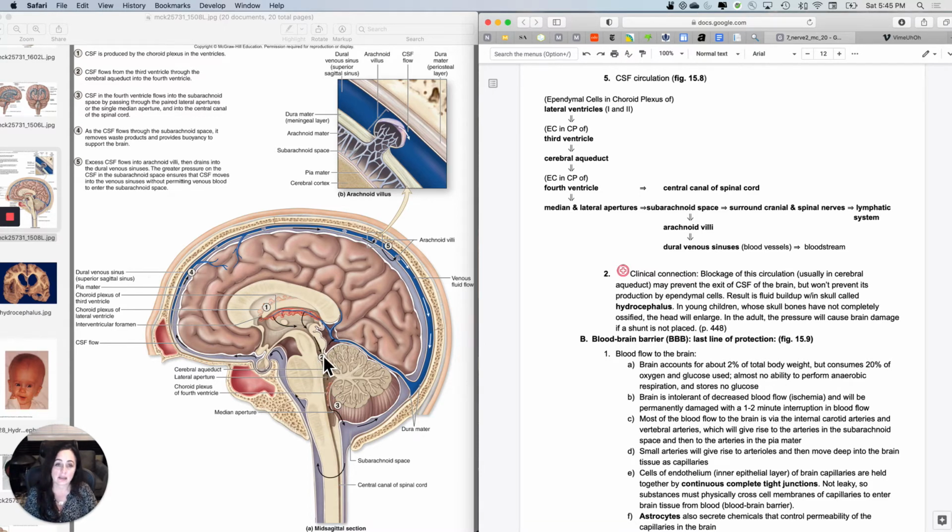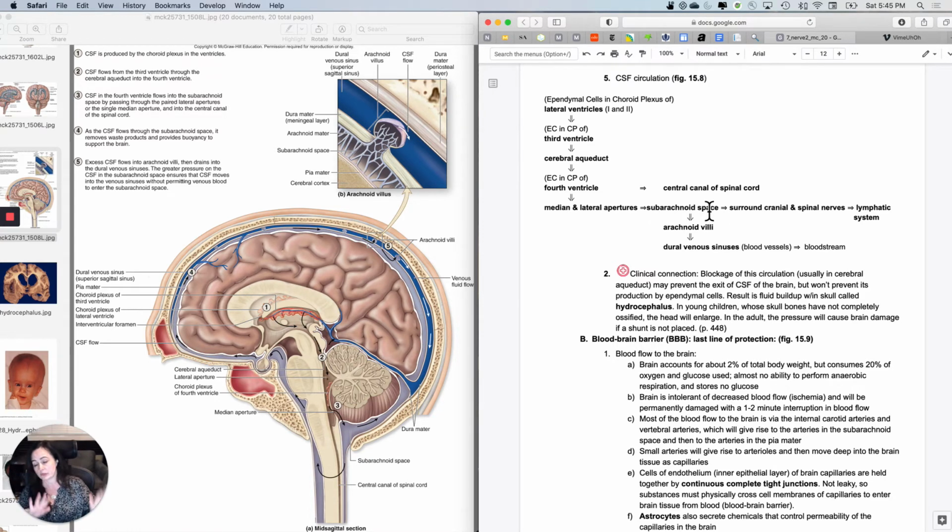And then from 1, 2, 3, go down the cerebral aqueduct, and then they meet up and gather more in the fourth ventricle. More ependymal cells and choroid plexus make more cerebrospinal fluid. And then most of it actually leaves out the median and lateral apertures. Okay, some of it goes down the central canal of the spinal cord, and that's got fluid in it as well. But most of it leaves out the median and lateral apertures, and then it goes into the subarachnoid space.